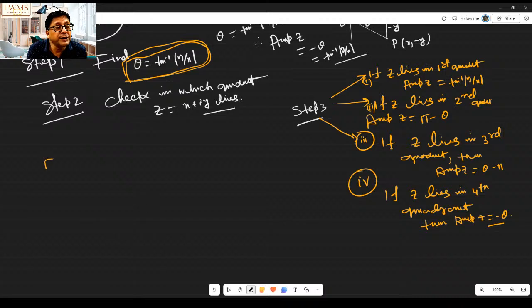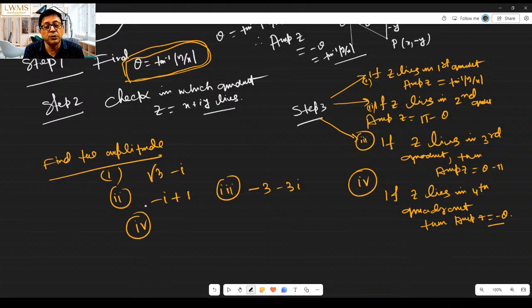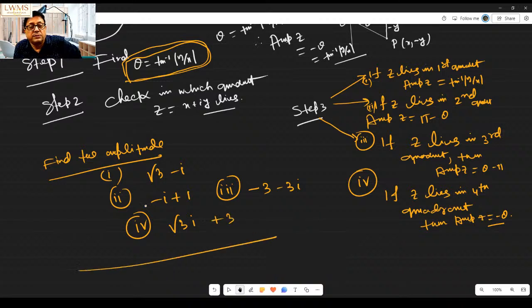You can write the answer only. Find the amplitude. Number 1 I am writing √3 minus i. Number 2 it is minus 1 plus i. Minus 3 minus 3i, and number 4, √3 i plus 3. Let us write the answer only.